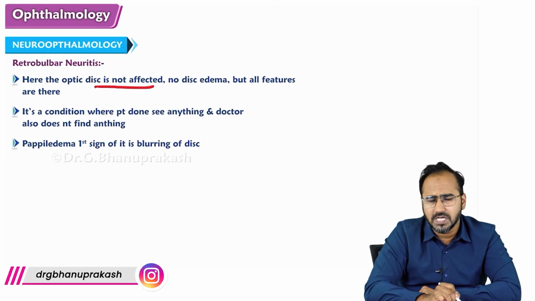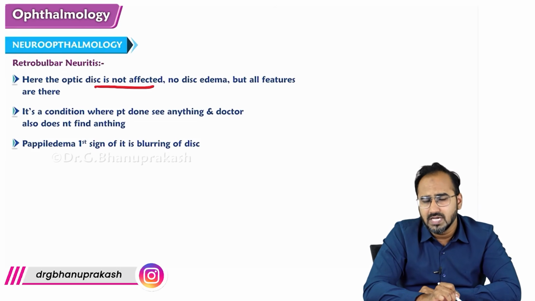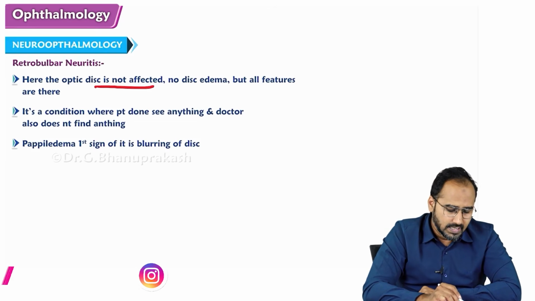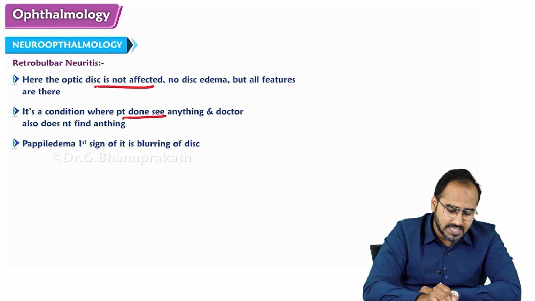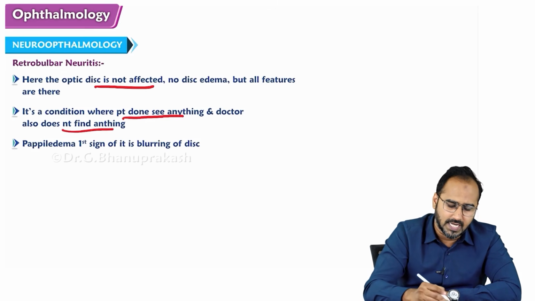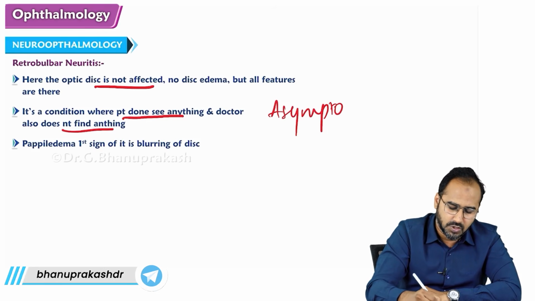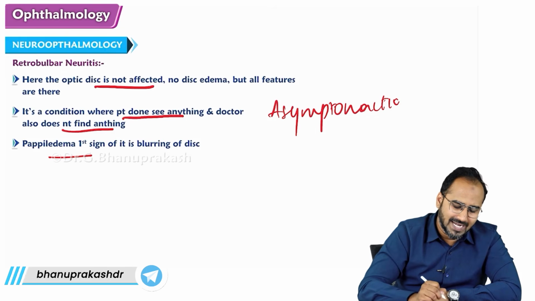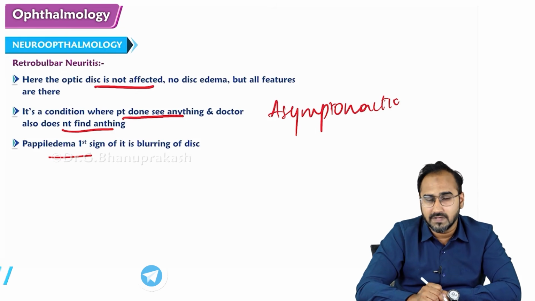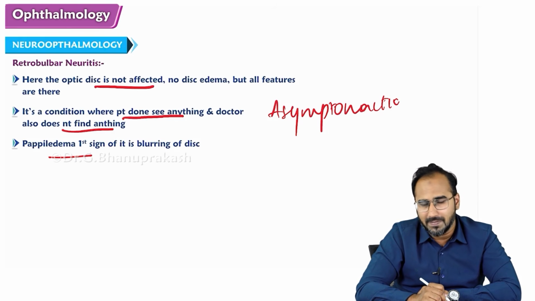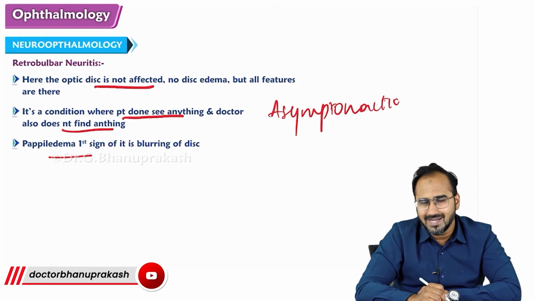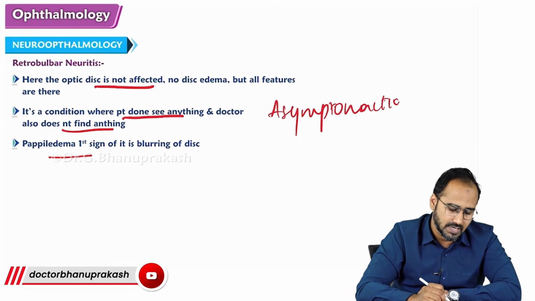Other features means the patient might have painless loss of vision. When a patient is having loss of vision, only then will he come to you. It's a condition where the patient doesn't see anything, the doctor doesn't find anything. It's an asymptomatic condition. You might see papilledema. Papilledema is the first sign of this condition called retrobulbar neuritis. What is papilledema? Edema of the optic disc is called papilledema.